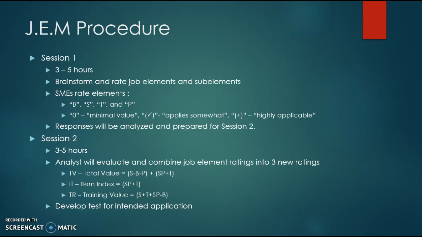The total value scale refers to the value of the element in differentiating abilities of applicants for a job. The item index scale refers to the extent in which a sub-element is important in the content of a test. And lastly, the training value scale refers to the value of the element in training. Scores on these ratings will help to identify critical elements and sub-elements, which can then be put to developing a test for the intended application and purpose of the job analysis.